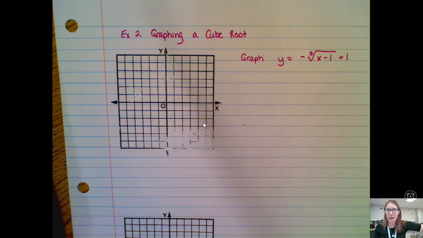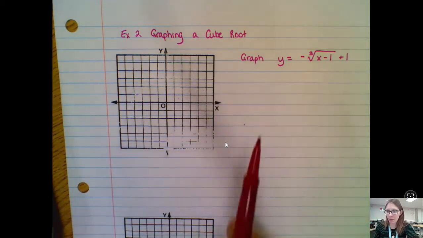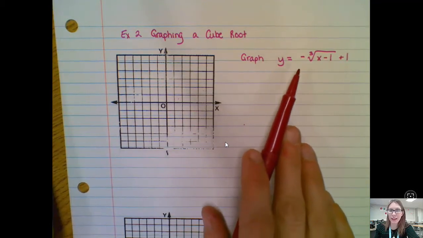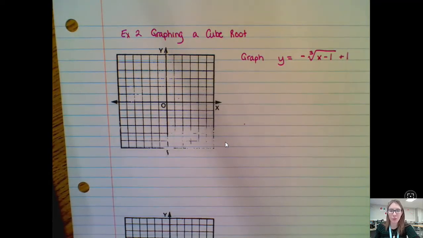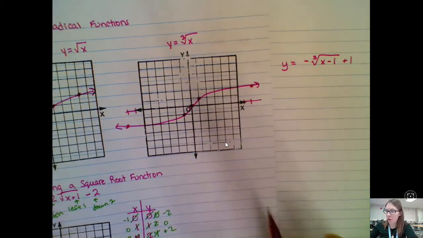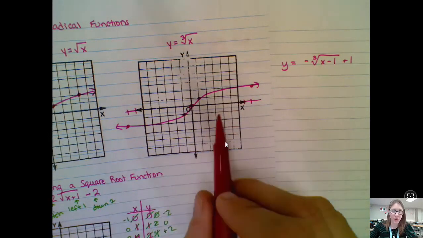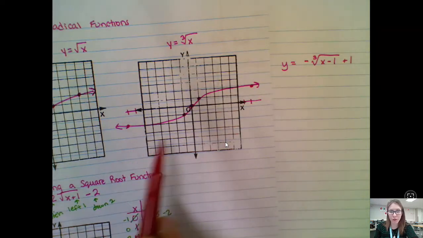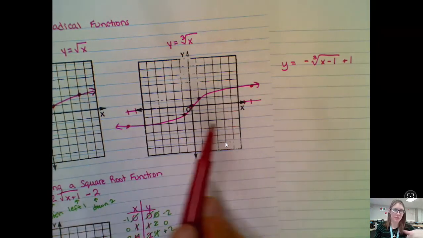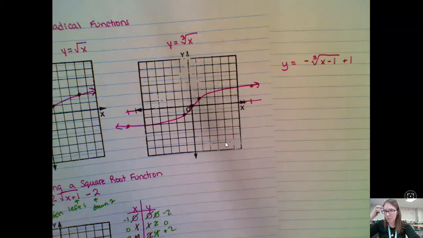Example 2, we're going to graph a cube root function. So here's my problem. We're going to graph y equals the negative cube root of x minus 1, plus 1. And if we look back at our cube root parent function, remember that it goes both directions forever. So the domain of this cube root function would be all real numbers. Goes to the left forever, goes to the right forever.